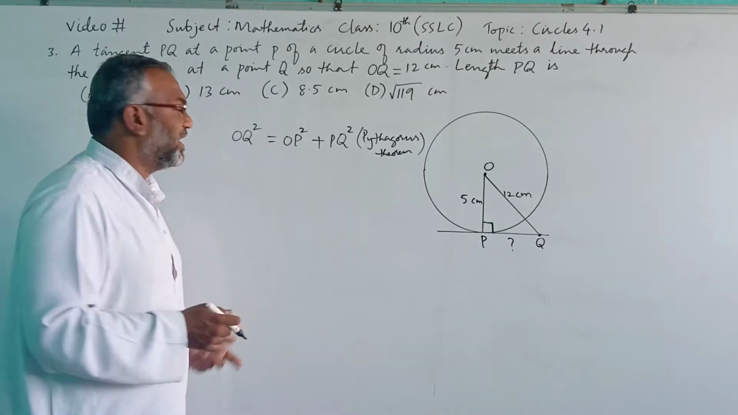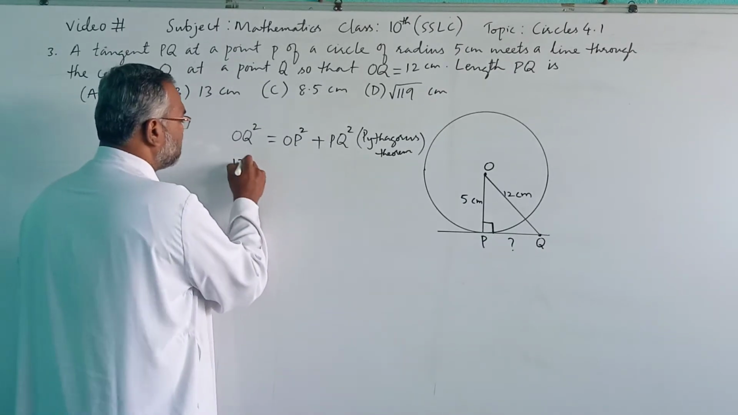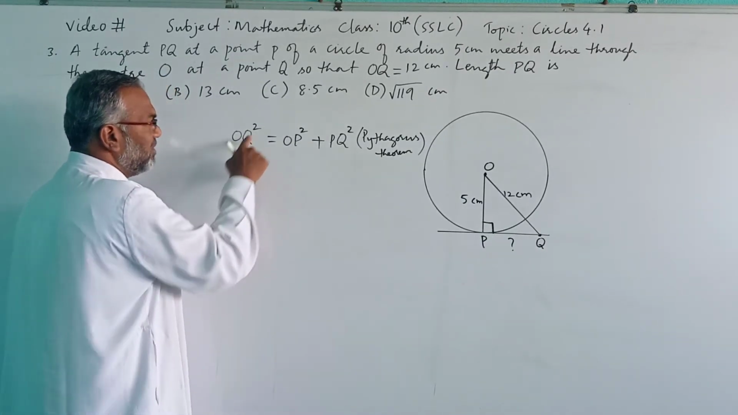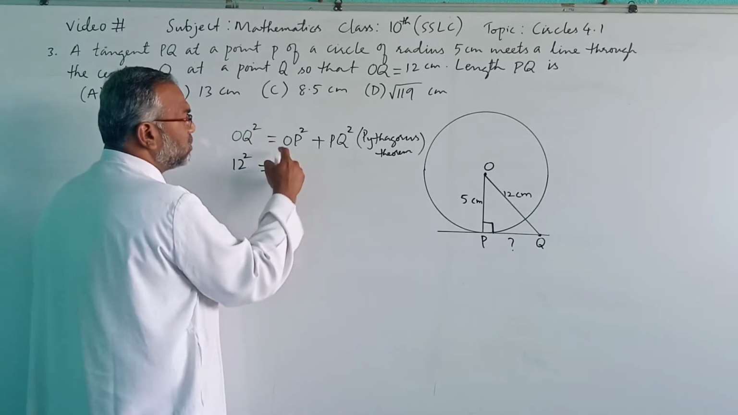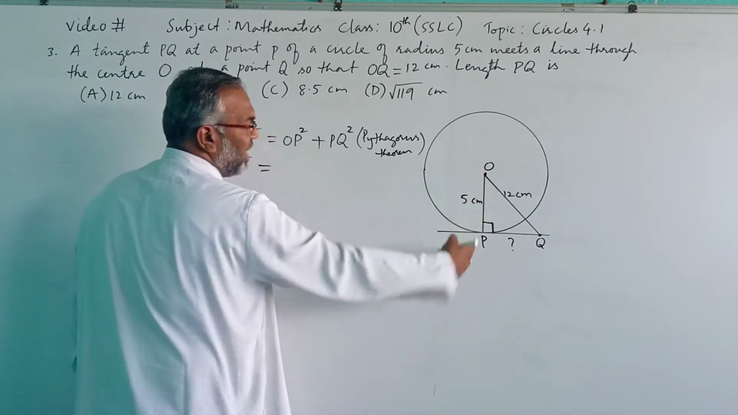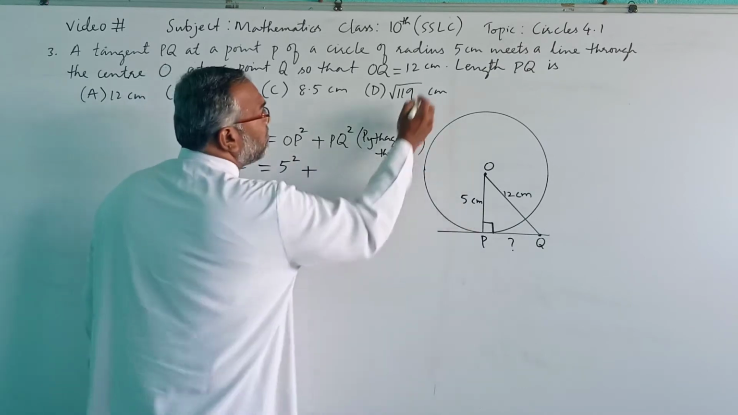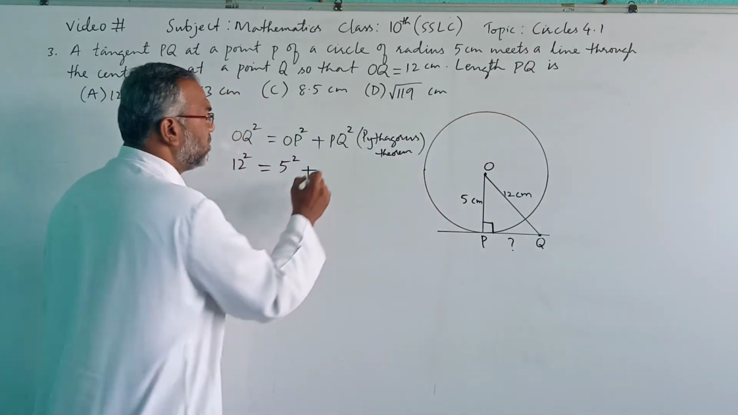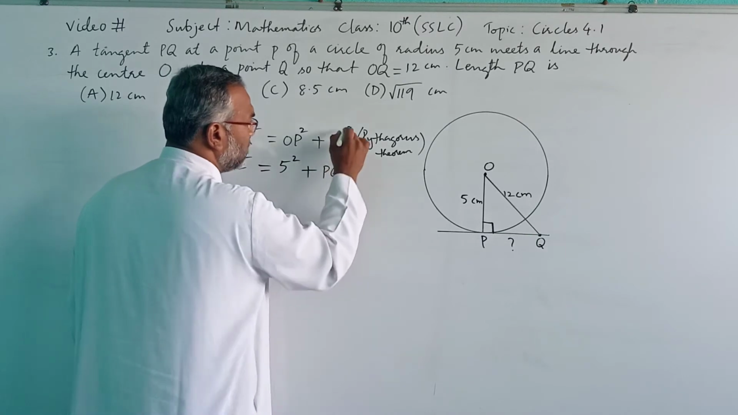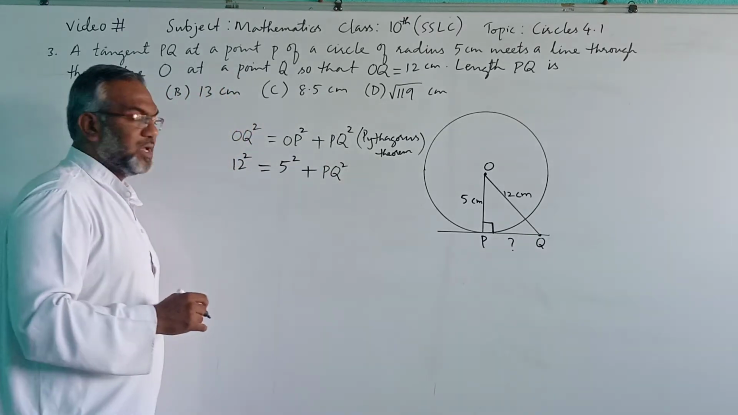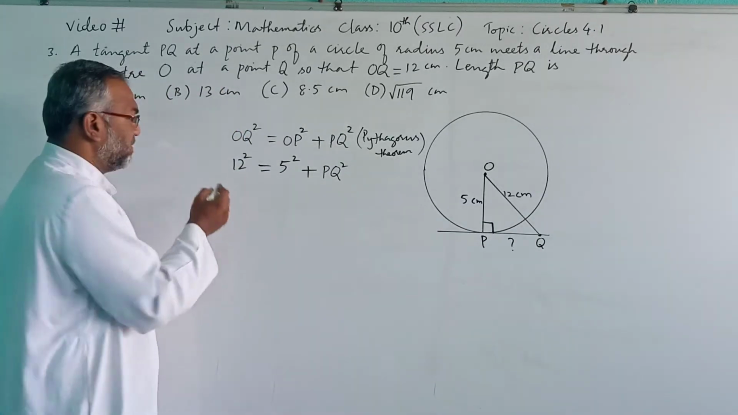Third we can easily find, right? OQ is 12, and it has a square. It will be equal to OP, where OP is 5, the radius, squared, plus PQ. PQ we have to find, and it also has a square, PQ square. Now solve. This is a linear equation, right?